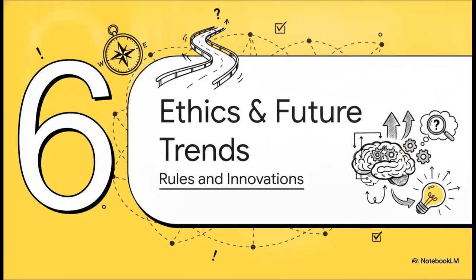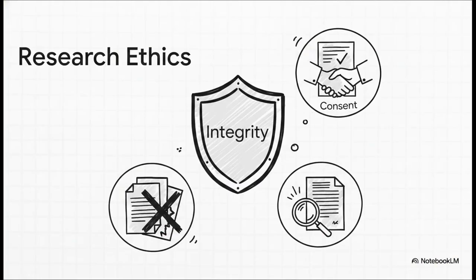And finally, Section 6, Ethics and Future Trends. Let's guide this narrative toward the finish line by discussing the absolute rules of the road and where this amazing field is heading next. First and foremost, academic integrity and research ethics. Guys, this is completely non-negotiable. You must obtain informed consent, firmly respect your participants' rights, use proper citation formats like APA or MLA, and above all else, avoid plagiarism. And remember, plagiarism isn't just directly copying someone's text. It includes self-plagiarism, which is reusing your own old work, mosaic plagiarism, and even accidental plagiarism from poor note-taking. Maintain absolute honesty in your data.